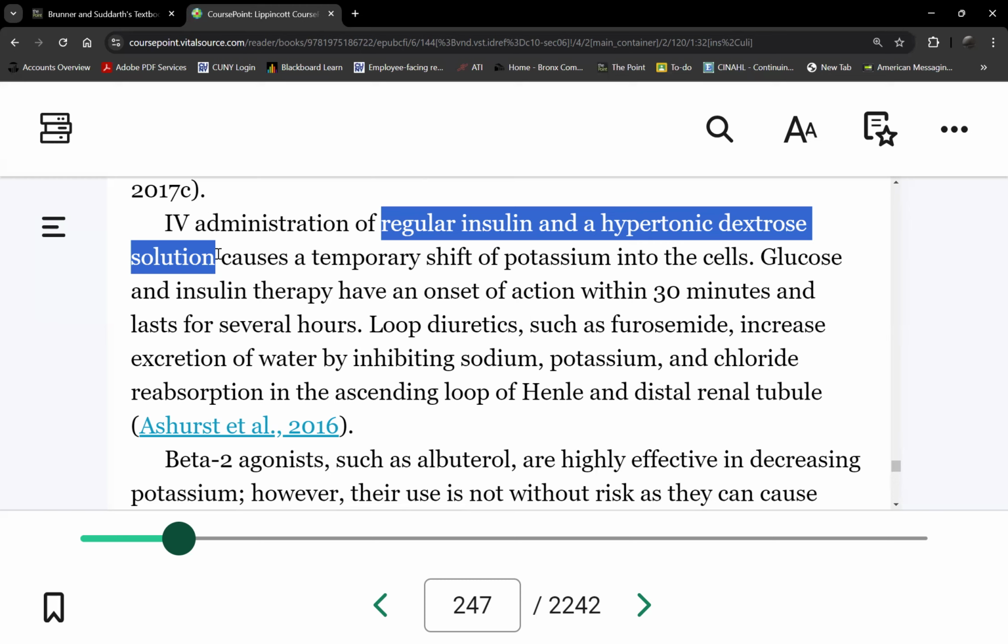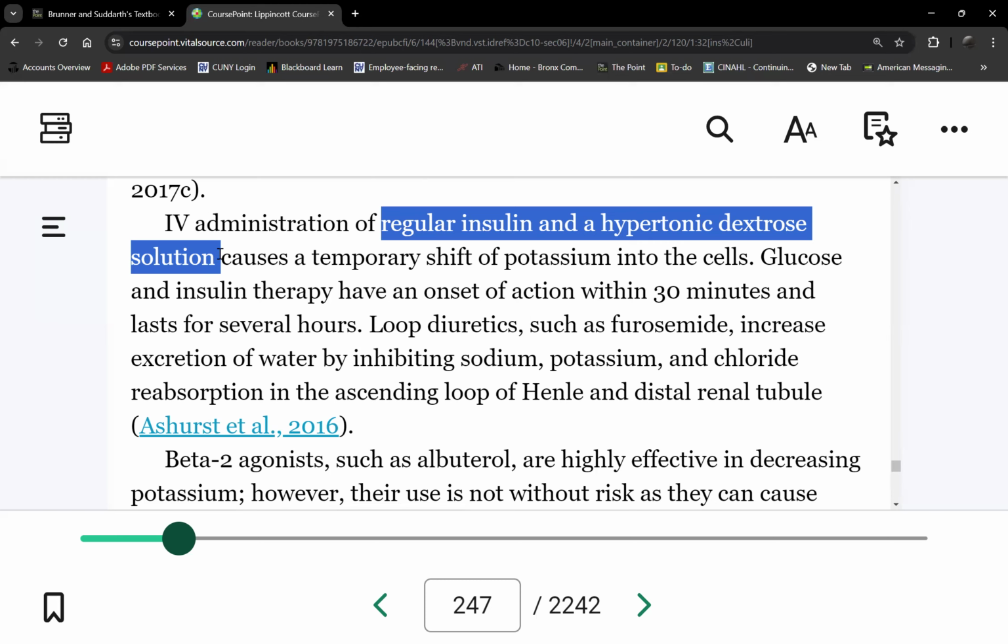So what's the purpose of administration of regular insulin IV? This will be the one to shift the potassium. As insulin enters the cell, it takes potassium with it. Do you follow? Okay, so it will shift it, right? Remember, this option will not eliminate potassium. It will only shift it.